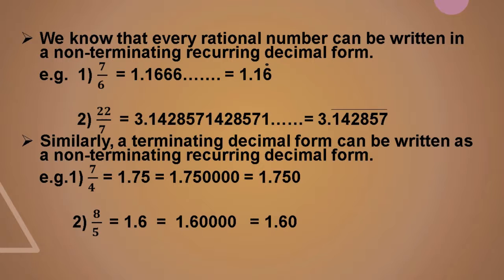Second example, 8 by 5. When we divide 8 by 5, we get 1.6. How can we write this 1.6 into non-terminating recurring decimal form? By putting 0 on it. So it can also be written as 1.60 with a dot on the 0.